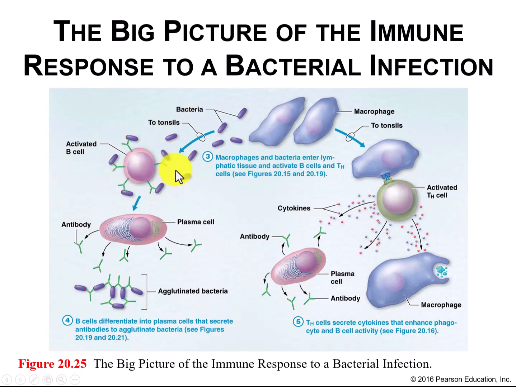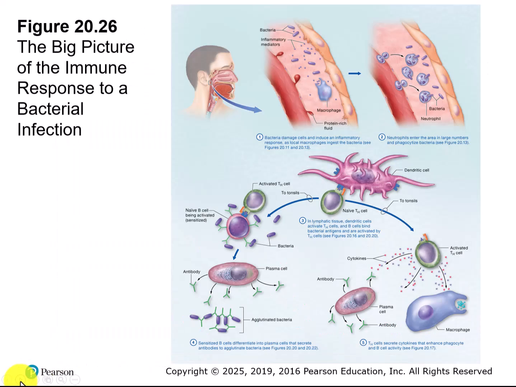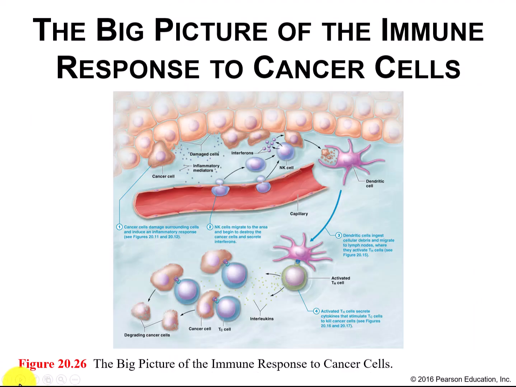The bacteria bind to naive B cells, sensitize them, and send them into clonal selection to make more antibodies, which will then agglutinate the bacterial cells and make them ineffective. Target them also for phagocytosis. Here's that whole picture with the innate and adaptive immune responses.